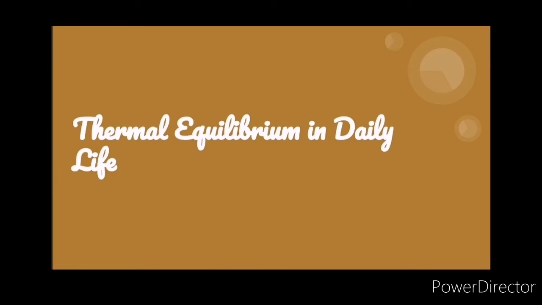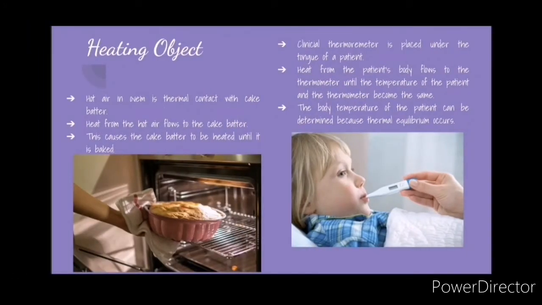Thermal equilibrium in daily life. Heating object. Hot air in the oven is in thermal contact with the cake. Heat from the hot air flows to the cake. This causes the cake to be heated until it is baked.